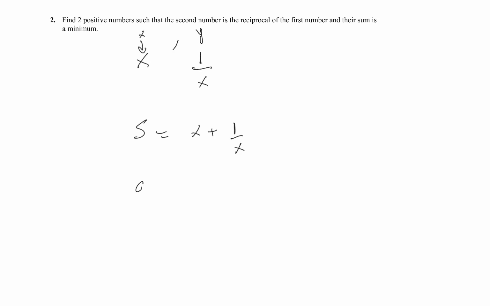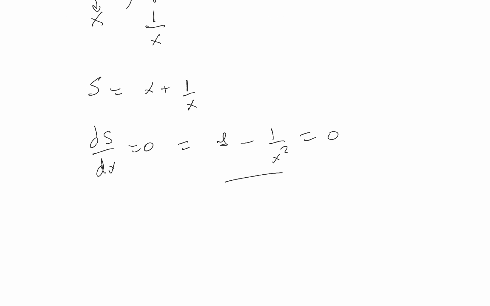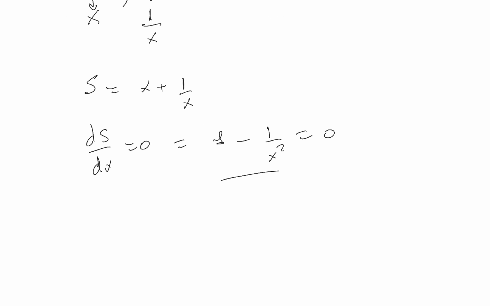So I want when the derivative of s respect to the x is 0. And this is 0 when 1 minus 1 divided by x squared is equal to 0, because this is the derivative of s respect to the x. So 1 divided by x squared equals 1, so x equals plus or minus 1.